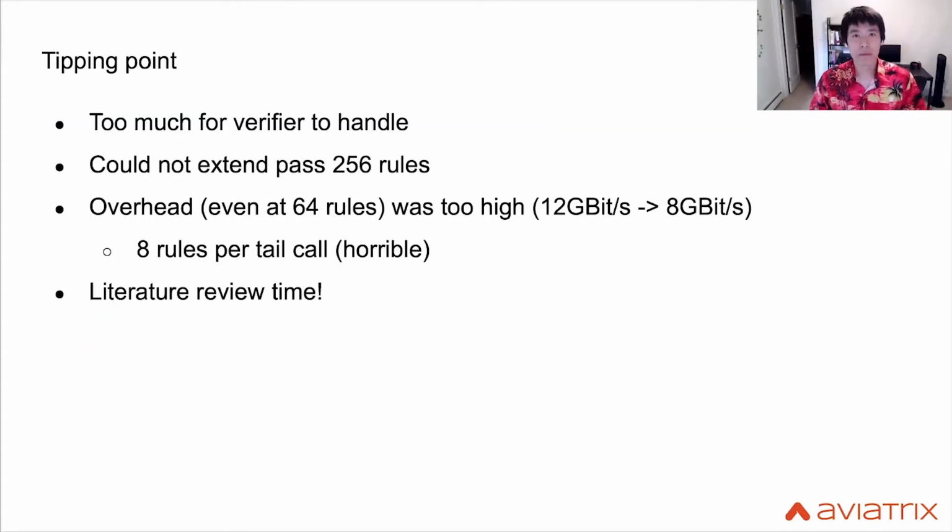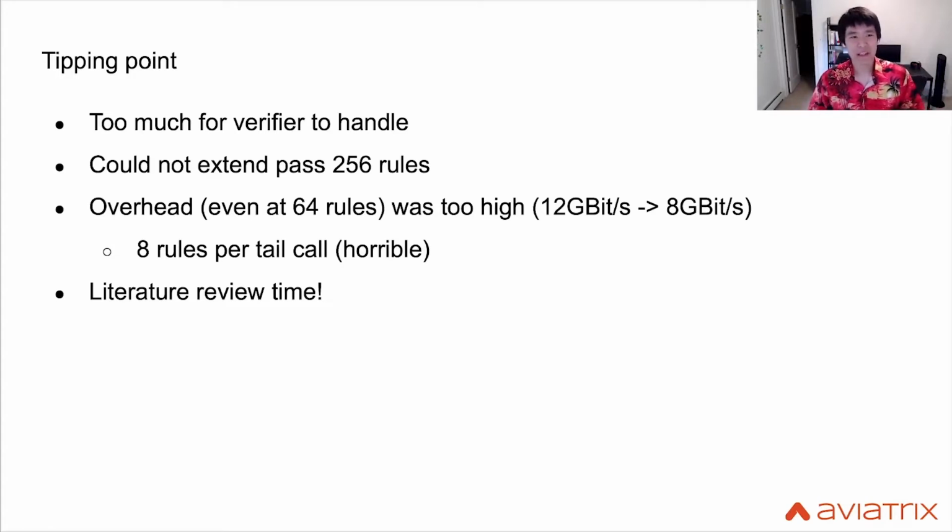It was painfully obvious by this point that the current implementation would not scale. For example, we could barely get to 256 policies/rules, let alone the deep thousands that we were aiming for. On top of that, overhead, even at 64 rules, where we're matching the 64th rule and the first 63 are just duds, the overhead was way too high. We were dropping network throughput from 12 gigabits a second to 8 gigabits a second, which is pretty much unacceptable.